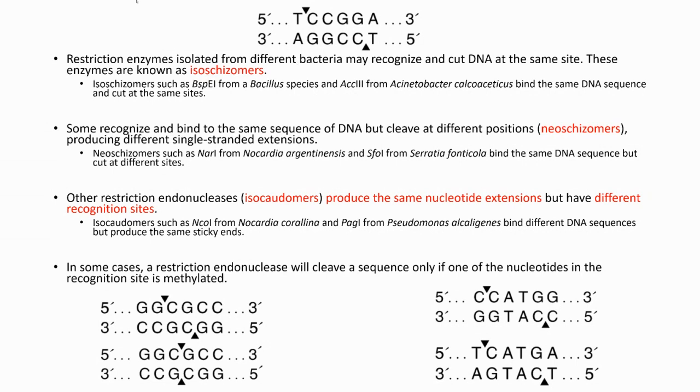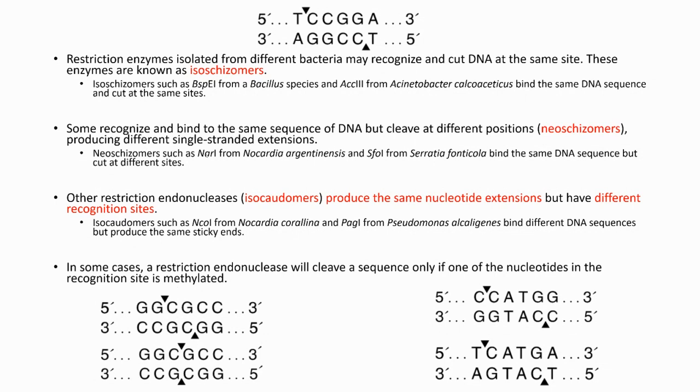Some enzymes recognize and bind to the same sequence of DNA, but they cleave at a different position. We call these enzymes neoschizomers. Compared with isoschizomers, which are exactly the same, neoschizomers identify the same sequence but have a different cutting pattern. The example will be here. On the top is the enzyme NarI, and on the bottom is SfoI. They both recognize GGCGCC. They recognize the same sequence.